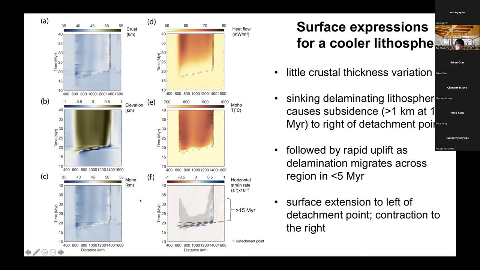And lastly, the rapid removal event causes surface strain rate changes. At a distance of 1500 kilometers, the surface extension changes into surface contraction after the lithosphere removal. And this surface contraction can last for 15 million years to the right of the detachment point.